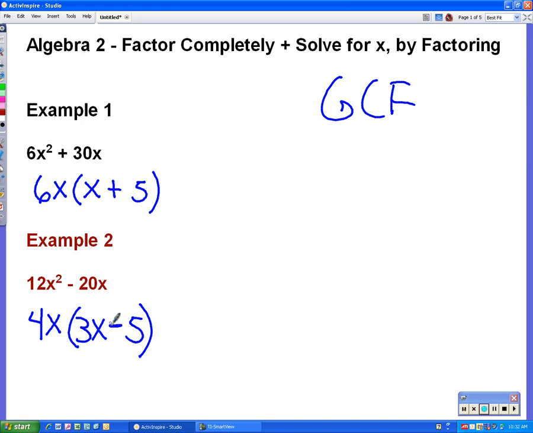Now, do 3x and the 5 have anything in common? No, just 1. And again, that's our goal. We want to have a common factor of just 1. So we have factored that one completely.